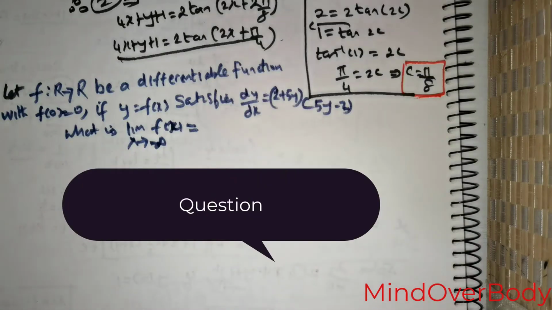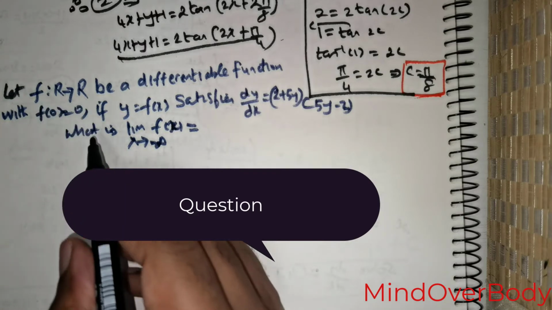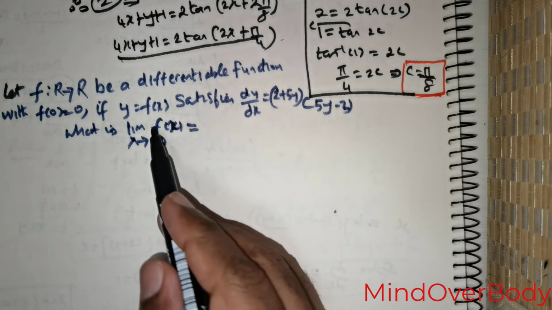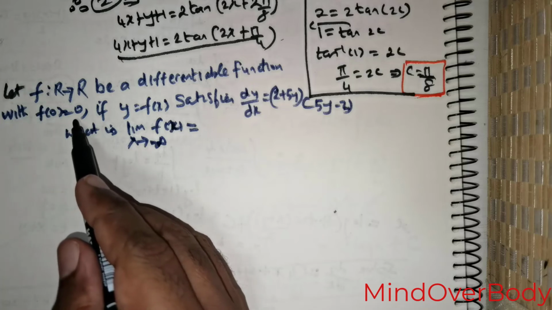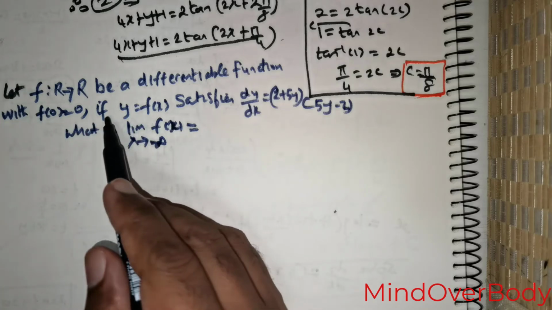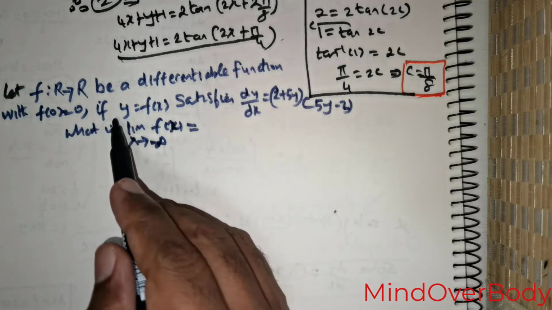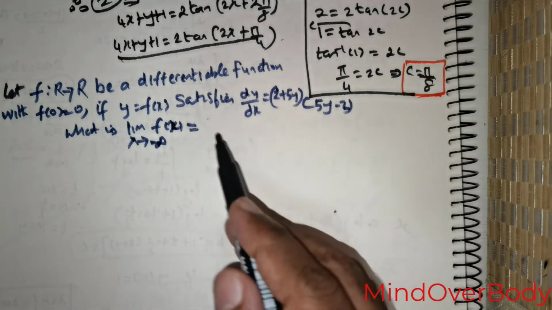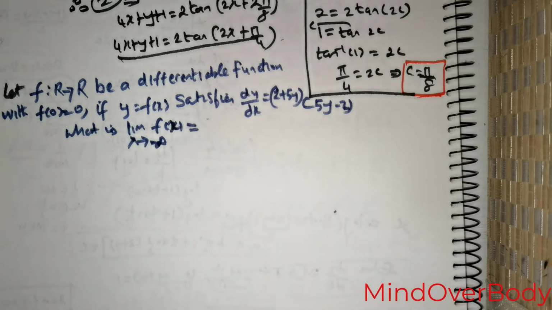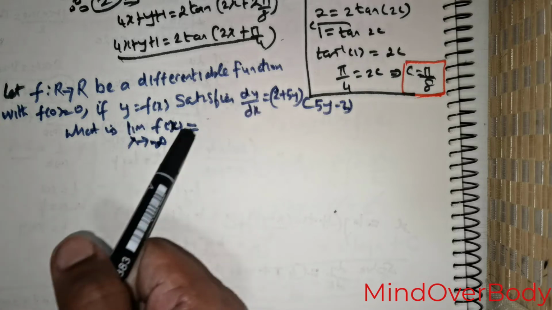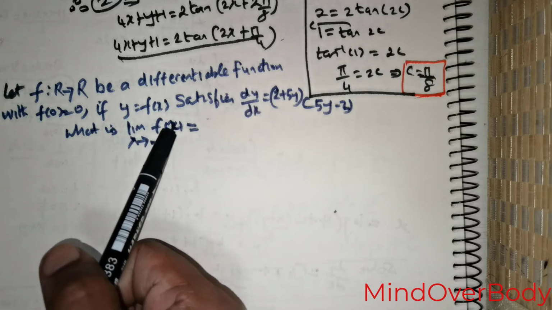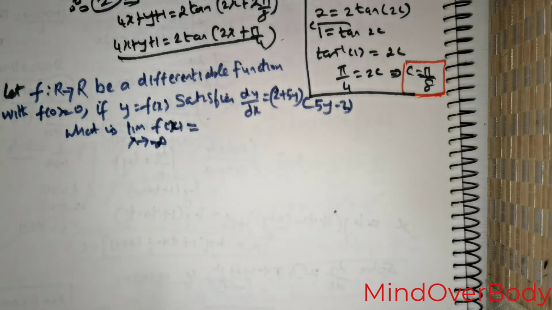Students, we have a question. It's given that there is a function defined from R to R, with f of 0 is equal to 0, and it is stating that y is equal to f of x satisfies this differential equation. Now, having given this information, they want us to find what happens to the function as x is tending towards negative infinity.